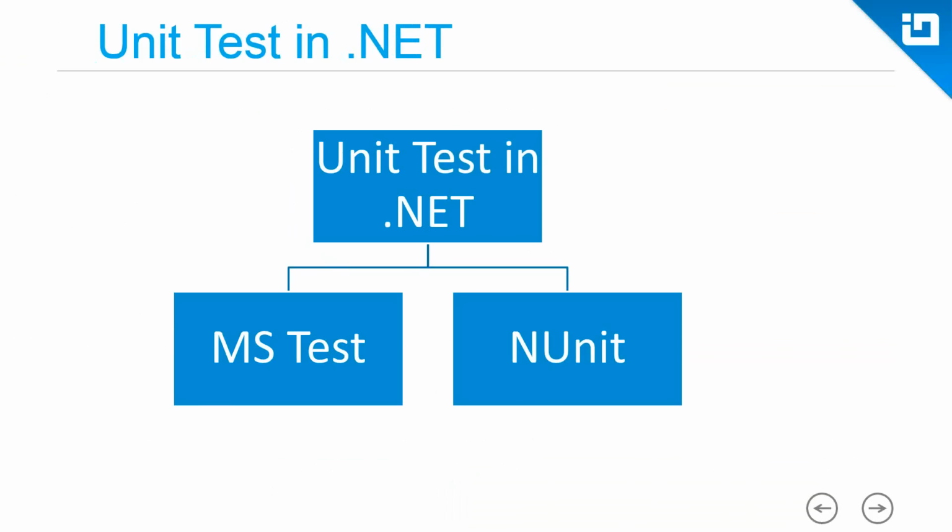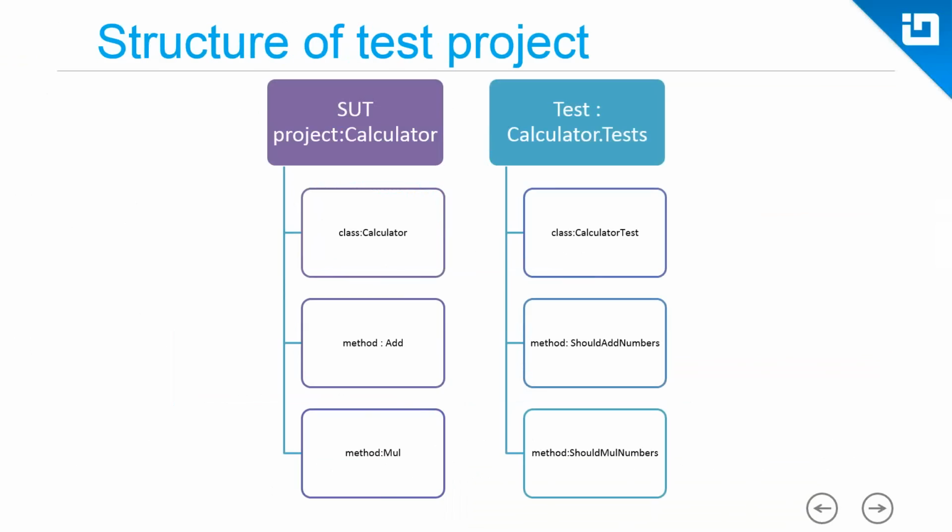What I'm going to do is show you both approaches. If you have to write unit tests using MS Test, how you can do that, and if you have to write unit tests using NUnit, how you can do that. In .NET, you have these two options. Well, before we jump into the code, I would take 2 minutes to explain what the structure of your test project should be.